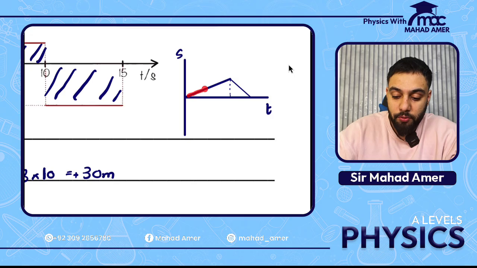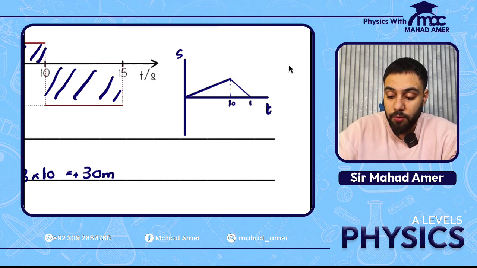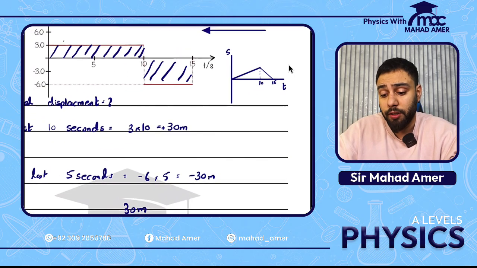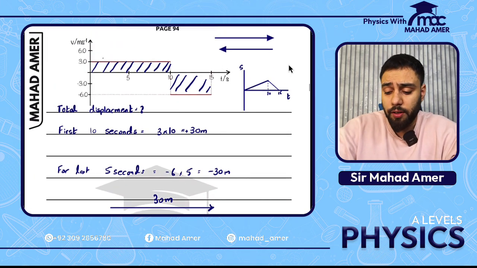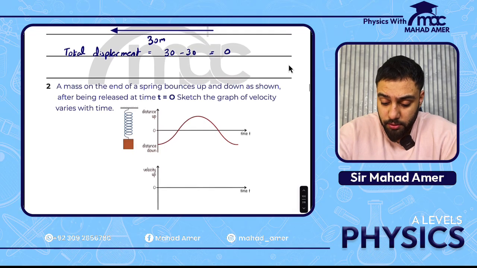This shows that the object was moving with 3 meters per second for the first 10 seconds, and this shows the object moving with -6 meters per second for the last 5 seconds. So this is what the displacement-time graph would look like, just for the sake of understanding. Otherwise, there is a lot more to be done.